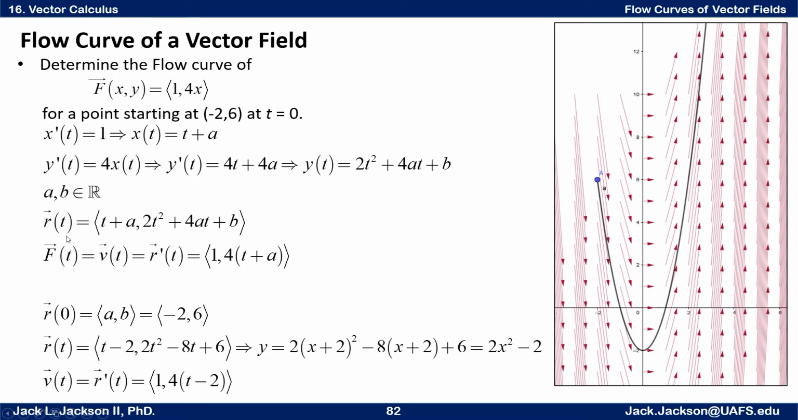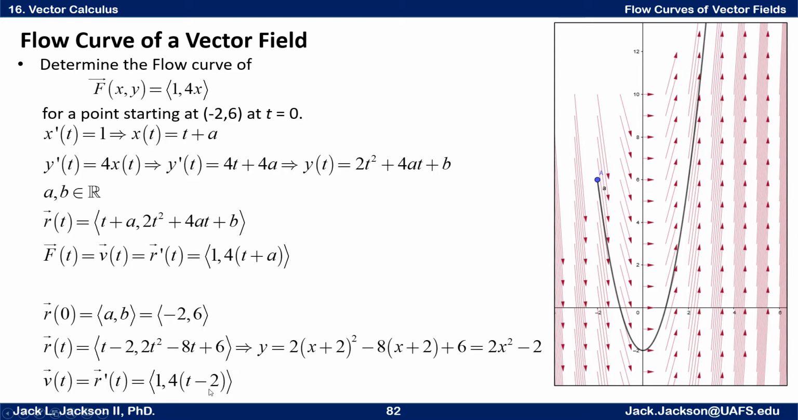Let's see what else. The velocity is the derivative of the r function, and we should check that to be sure that it works out to be this 1 comma 4x. Of course, we engineered it to be that, so it better work out. But let's just double check. If we take the derivative here, we do get 1. The derivative here is 4t plus 4a, which I can factor the 4 out. That's 4 times t plus a, and that's 4 times the x value up here. So that is correct.